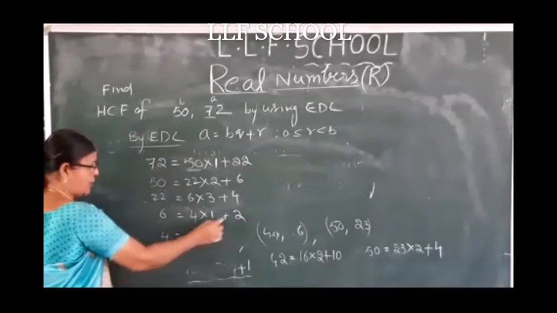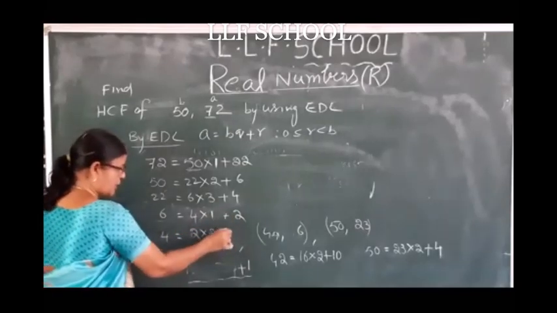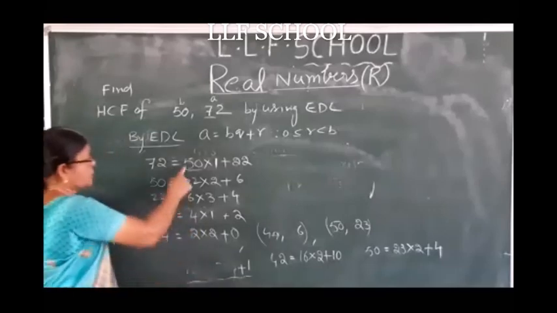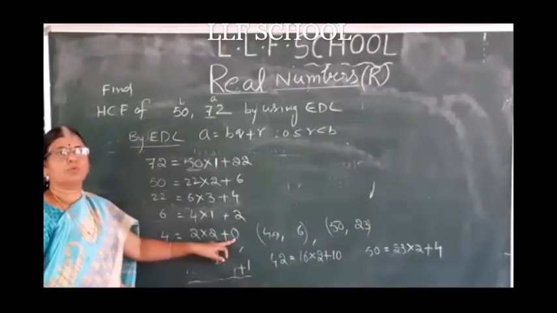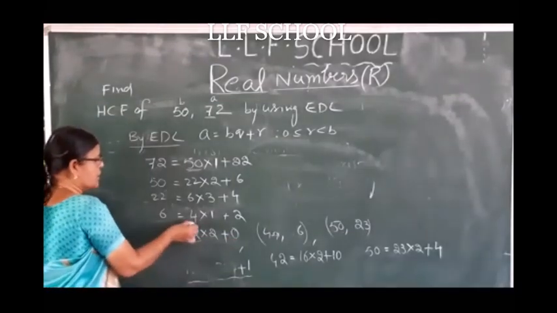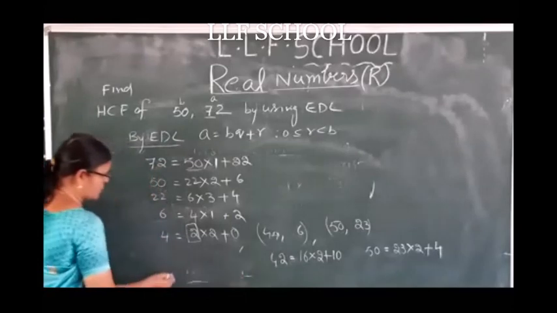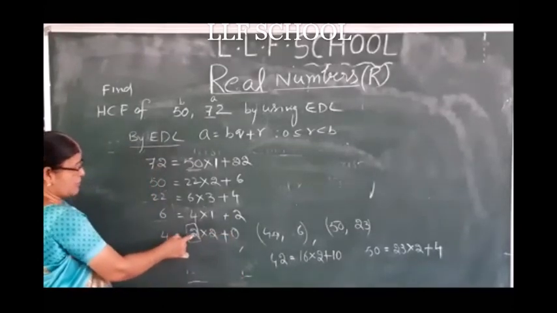Now take 4 here. It divides with remainder 2. 2 divides this 2 times. The balance is 0. This process will be continued to get remainder 0. In this case, the B value is the HCF of the two numbers.